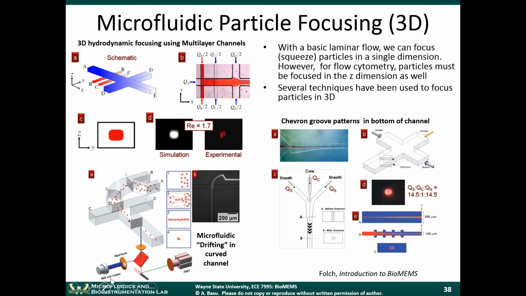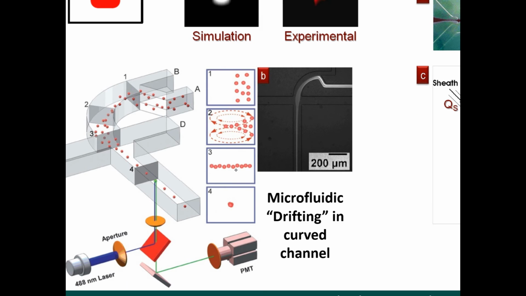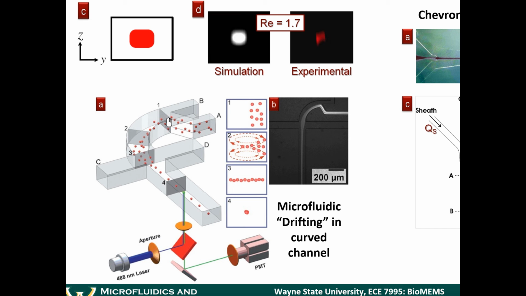Another technique is called microfluidic drifting. The microfluidic drifting relies on a curved channel, and so there are some inertial forces experienced by the particles that cause them to aggregate into a region at the middle of the channel. We'll talk a little bit more about these forces on these particles in the next few slides. So for right now, just assume that the main design aspect of this is a curved channel. In the curved channel, these particles experience some inertial forces, and those inertial forces result in these things called Dean flows, which ultimately bring these particles to the middle.